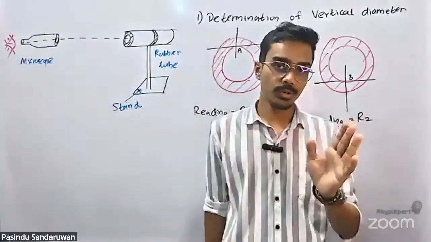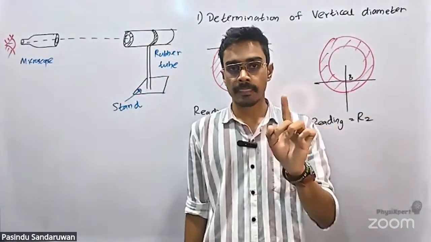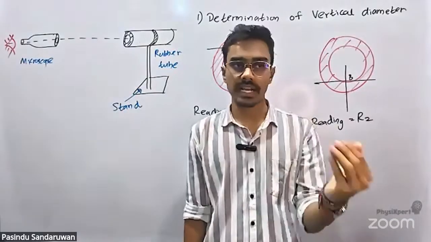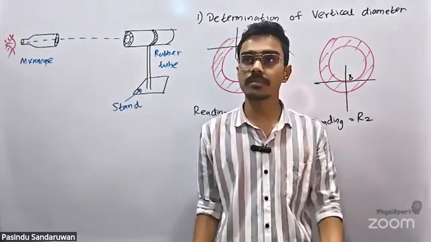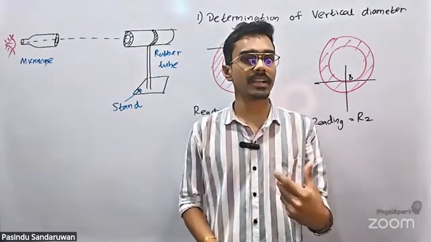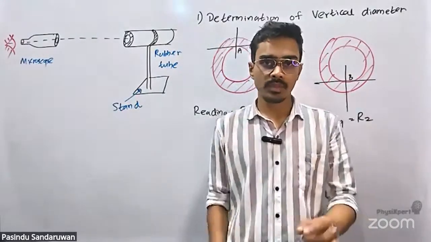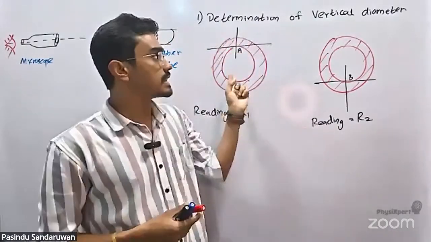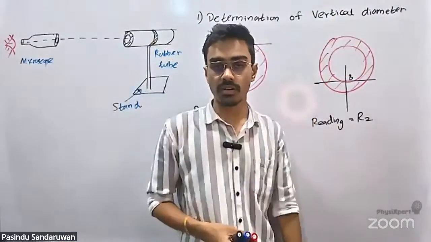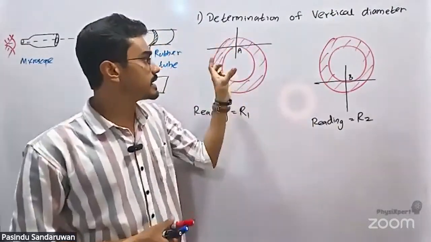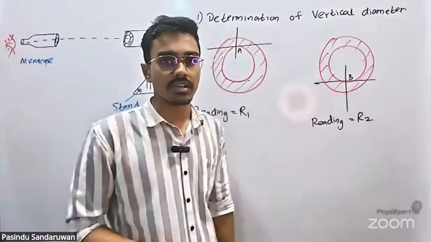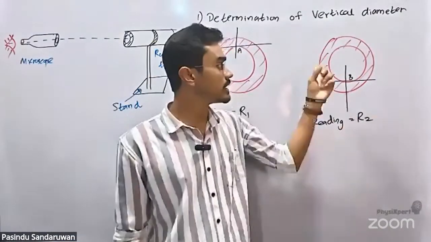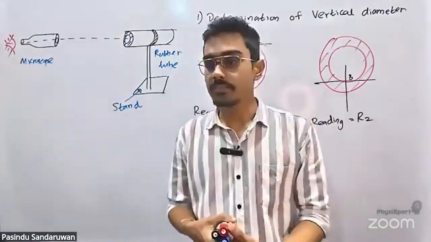Now, I told you we are moving only one scale at a time. Only one movement at a time. You can't move both movements simultaneously, even though there are two movements. Since I need to get the vertical diameter, my interest is on the vertical diameter. The vertical diameter is between these two points. What I'm going to measure is the internal vertical diameter.